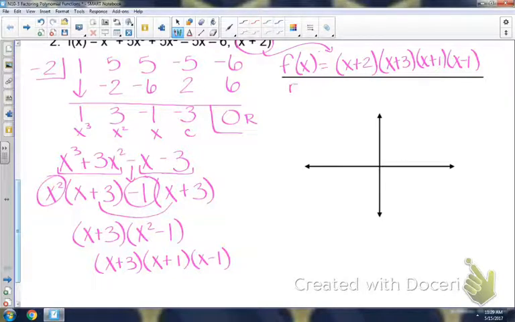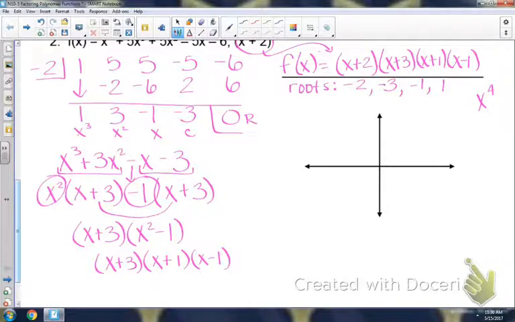So roots, this part's a review from 10.1. X plus 2 would have a root at negative 2. X plus 3 would have a root at negative 3. X plus 1 would be negative 1, and x minus 1 would be positive 1. So overall, there's 4 roots, which means quartic.